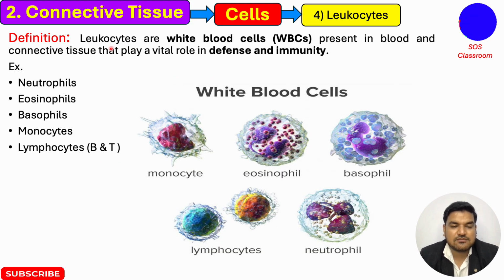Next is the leukocytes. So leukocytes are the white blood cells present in the blood and connective tissue and especially play a role in defense and immunity. These are the white blood cells like monocytes, eosinophils, basophils, lymphocytes, neutrophils, B lymphocytes and T lymphocytes. So why is it called B lymphocyte, T lymphocytes? B lymphocytes mature in the bone marrow and T lymphocytes mature in the thymus gland. So these are the WBCs.